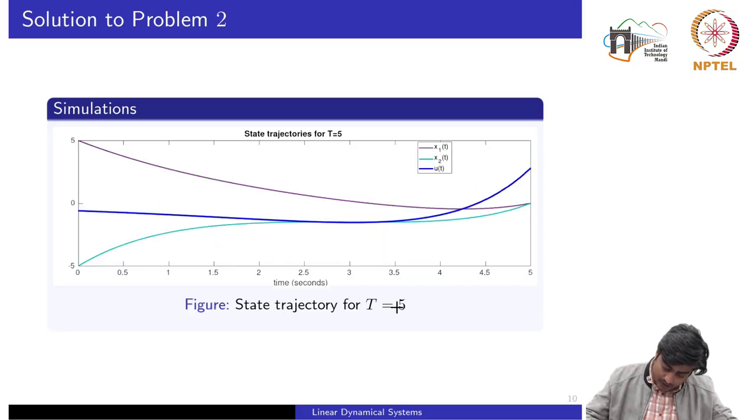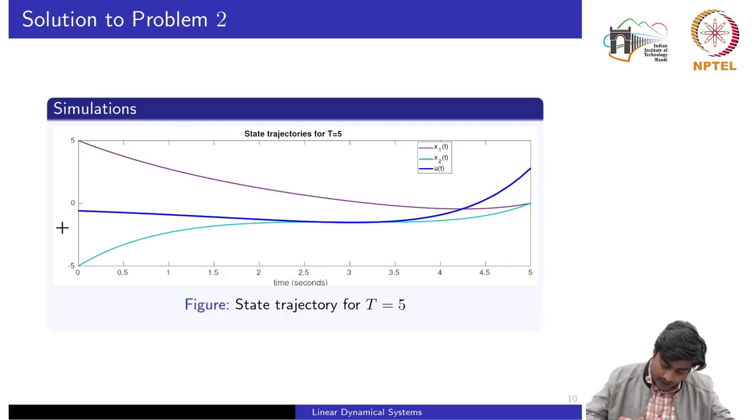Similarly, if we compute for t is equal to 5, again starting from minus 5 and 5, we reach the origin in 5 seconds, where the control signal is now given by this. Since the system was controllable, these trajectories only show how the control and the state trajectories behave whenever we want the initial conditions to reach the origin in a certain amount of time.